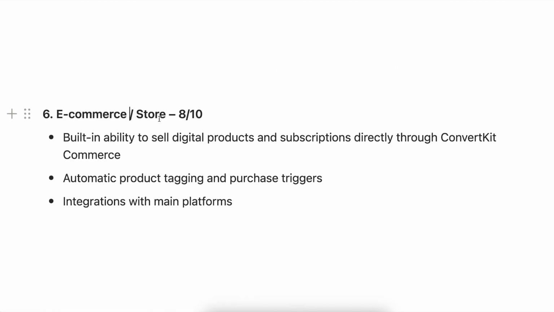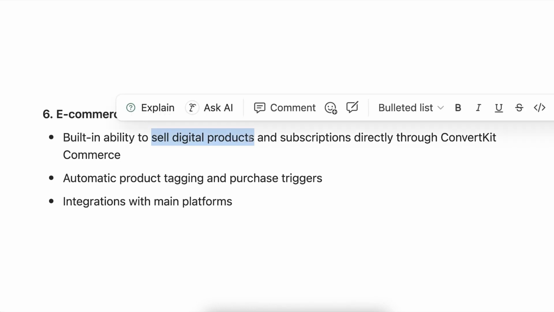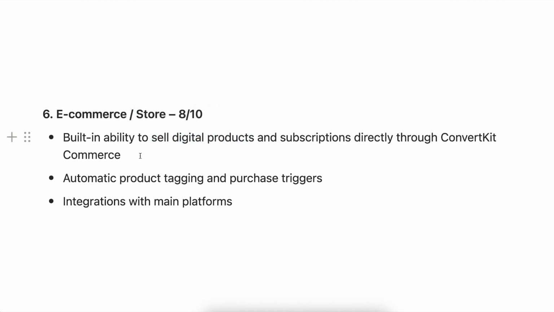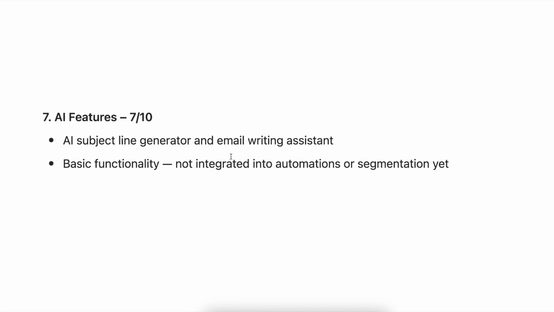When it comes to e-commerce and selling, you can create digital products directly and sell them through Kit. They have ConvertKit Commerce. And aside from that, you also have integrations with all of the main platforms, Shopify, WooCommerce, and others, product tagging, purchase triggers, things like that. So there are some e-commerce automations, but again, it's not an e-commerce email marketing platform per se. So I'll give it an 8 out of 10.